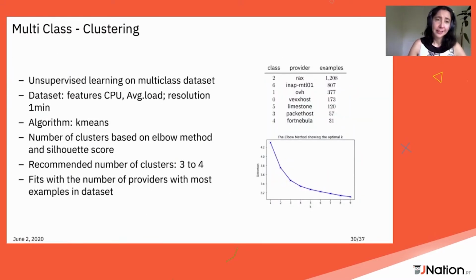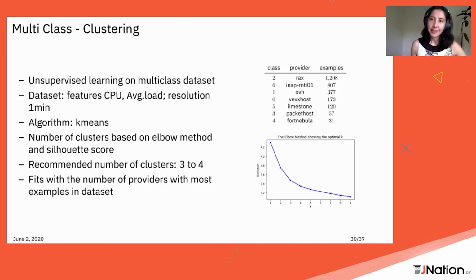So for running this clustering experiment, we used the basic dataset with the combination of features, user CPU and system average load, and the resolution of 1 minute. As algorithm, we used k-means, which is the most popular clustering algorithm. And our expectation was that it would make sense to have a number of clusters the same as the number of cloud providers with the highest number of samples in the dataset. So they were between 3 or 4.